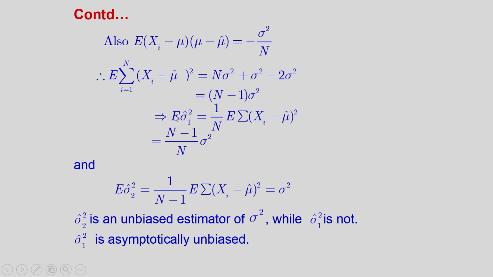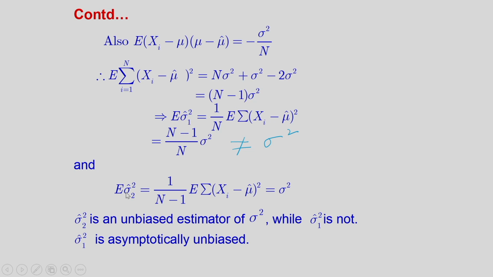So now if we have to find out E of sigma 1 hat square, the scaling factor is 1 by n into this quantity. So that way it will become (n minus 1) divided by n into sigma square. So this is not equal to sigma square. If I consider E of sigma 1 hat square, that is not equal to sigma square, therefore it is not an unbiased estimator.